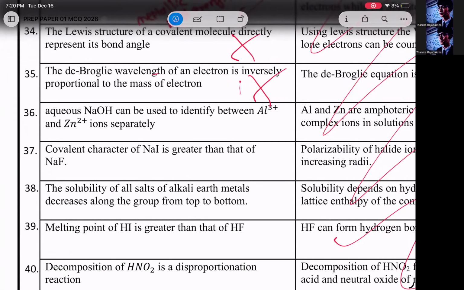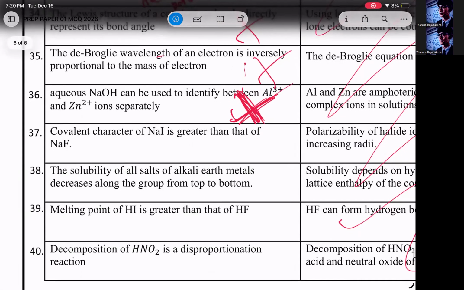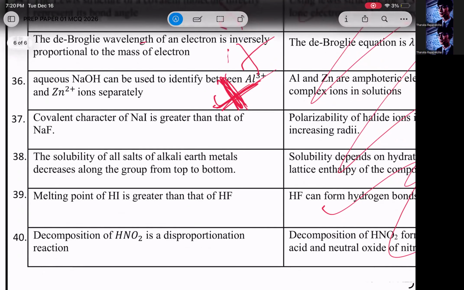Aqueous sodium hydroxide can be used to identify between aluminium 3 plus and zinc 2 plus ions. Actually, no. Both are going to react with sodium hydroxide and form a colorless solution with excess OH minus. This is a point that covers inorganic colors, people. This statement is wrong. It cannot be used.